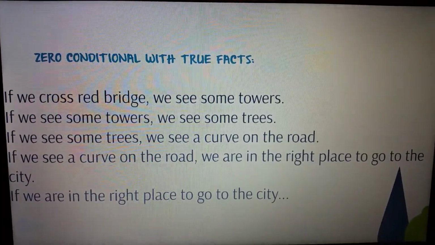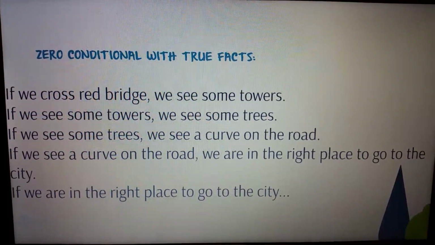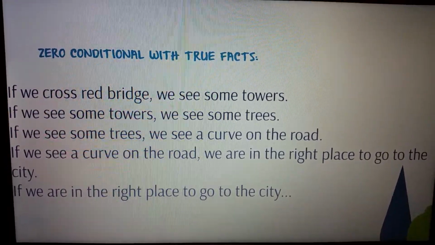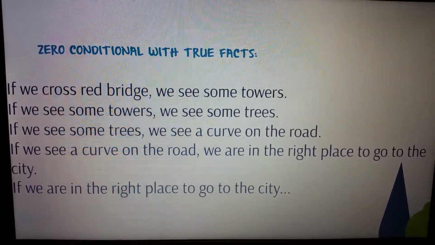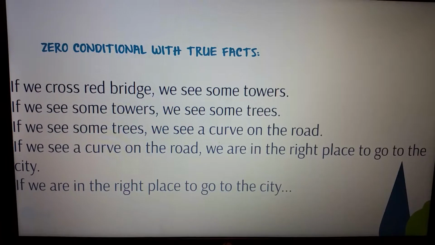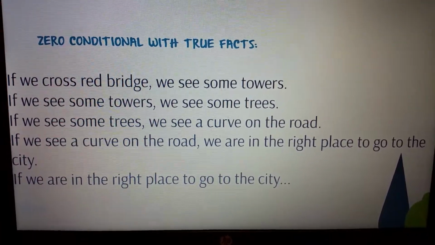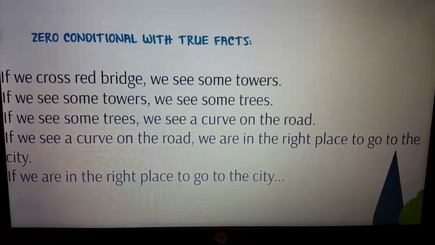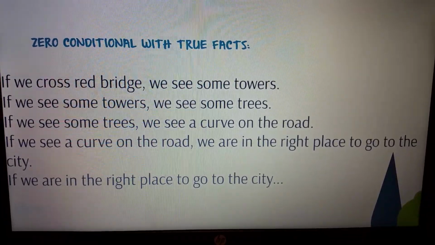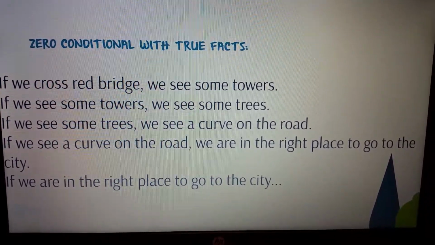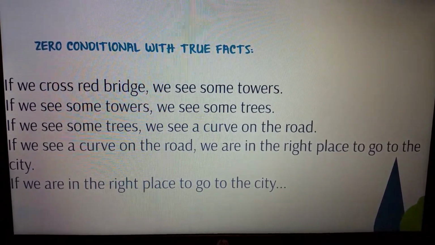Zero conditional with true facts. This is a text about the whole picture we have seen so far. If we cross the red bridge, we see some towers. If we see some towers, we see some trees. If we see some trees, we see a curve on the road. If we see a curve on the road, we are in the right place to go to the city. If we are in the right place to go to the city, let's see if we are right.